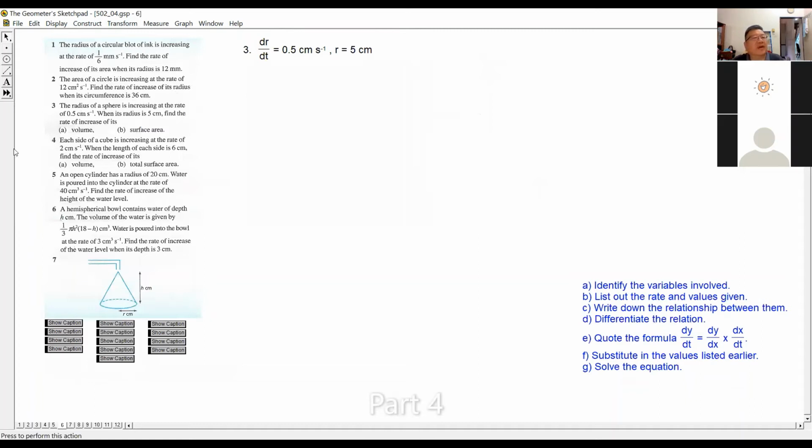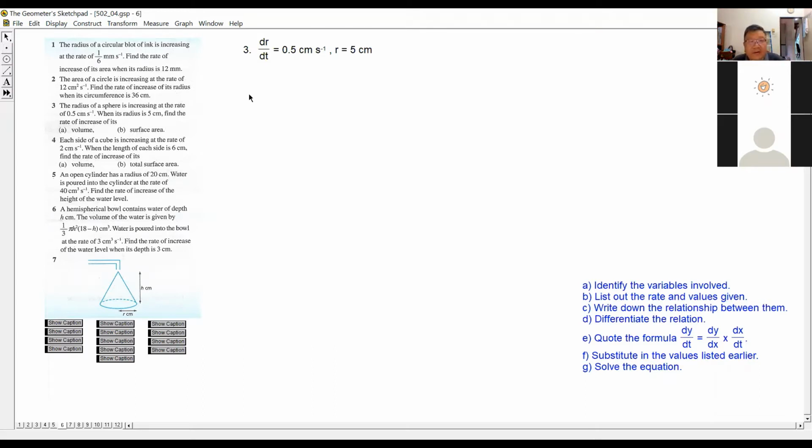Okay, the other question is like this. The question is number 3. Now, the radius of a sphere is increasing at a rate of 0.5 centimeter per second. When its radius is 5 centimeter, find the rate of increase of its volume.